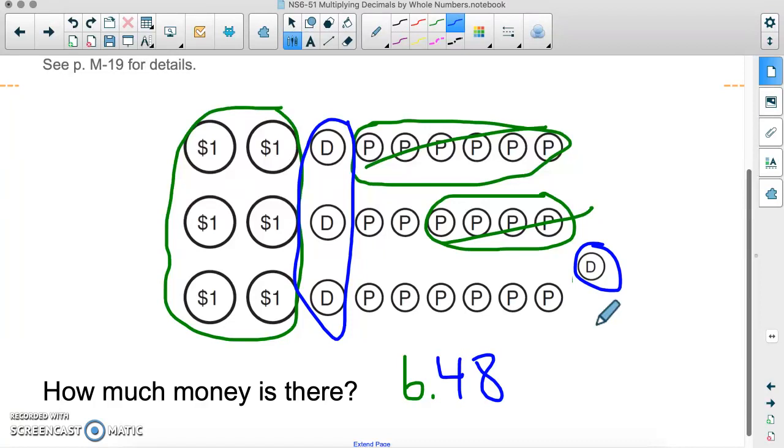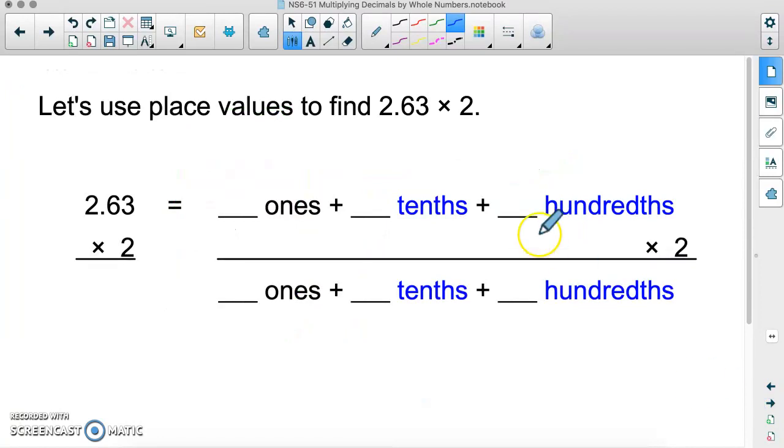So we can represent what we just did in base tens, and we can also represent it with dollars or change. Now let's go back to using place value to represent this. So if I have 2.63, I have 2 ones, 6 tenths, 3 hundredths. I want to multiply by 2. So 2 times the 2 ones is going to be 4. 6 times 2 is 12. 3 times 2 is 6. So now that I have this, we can write this in place values as 4 ones, 12 tenths, and 6 hundredths.